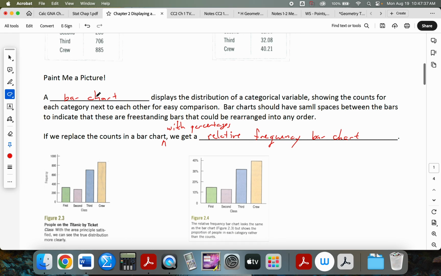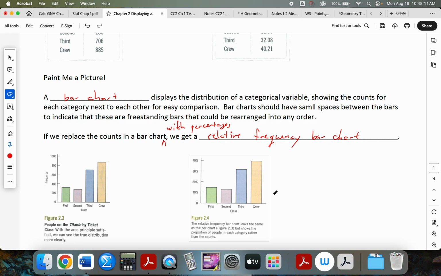So the data that is in these two tables up here has been recreated down here. This first one is a bar chart for just the frequency. And the second one is a relative frequency bar chart. Now, what's one of the things you immediately notice about these two bar charts? They're representing the same data? Yep, they're representing the same data, just about the picture though.